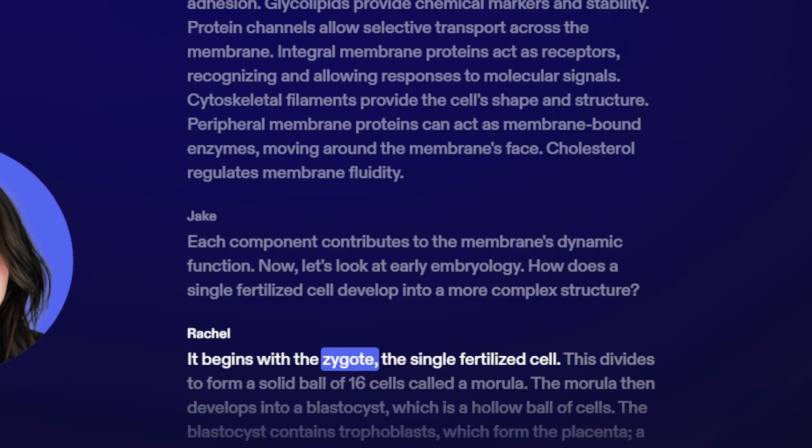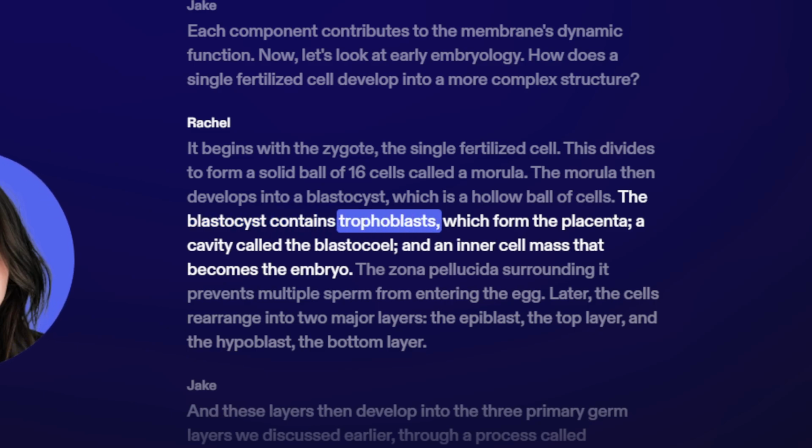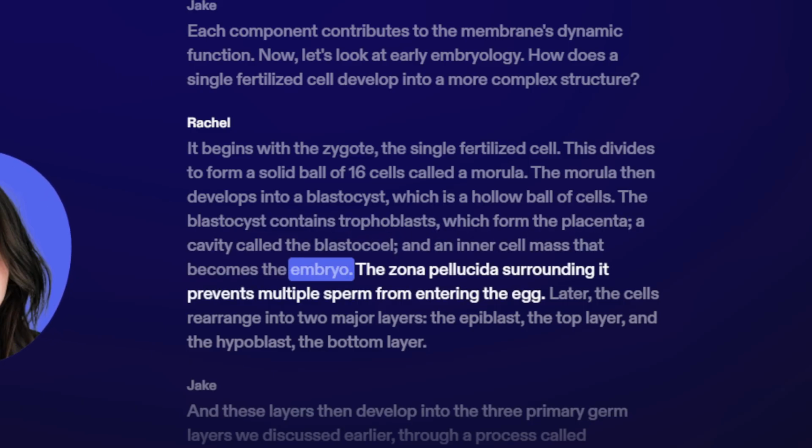It begins with the zygote, the single fertilized cell. This divides to form a solid ball of 16 cells called a morula. The morula then develops into a blastocyst, which is a hollow ball of cells. The blastocyst contains trophoblasts, which form the placenta, a cavity called the blastocoel, and an inner cell mass that becomes the embryo. The zona pellucida surrounding it prevents multiple sperm from entering the egg.